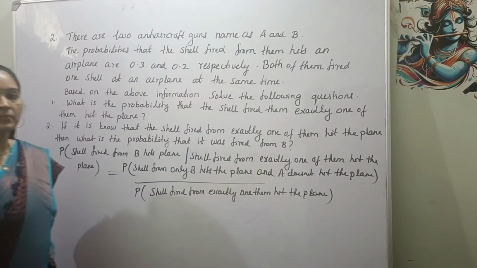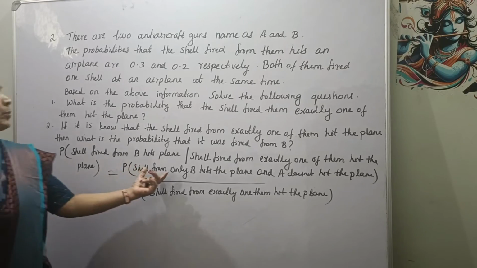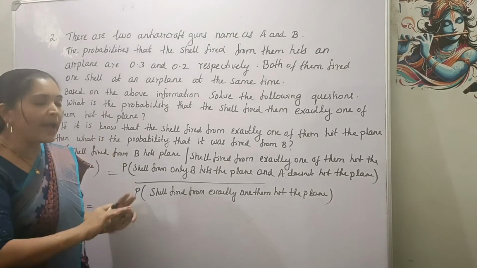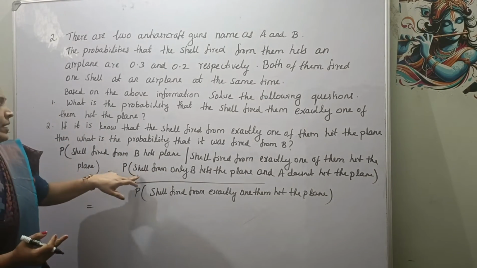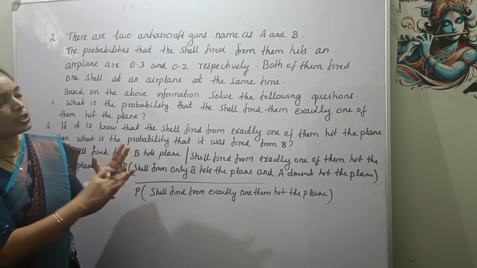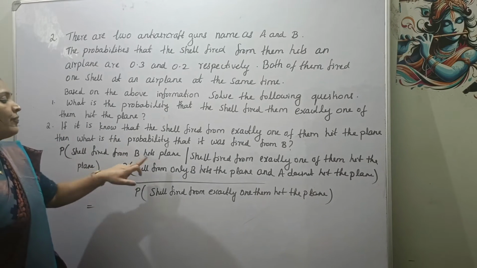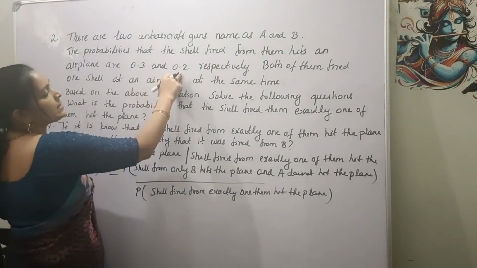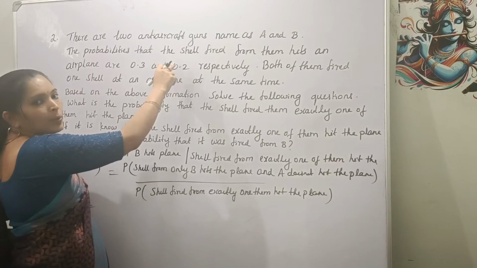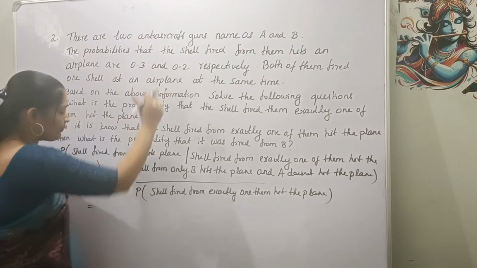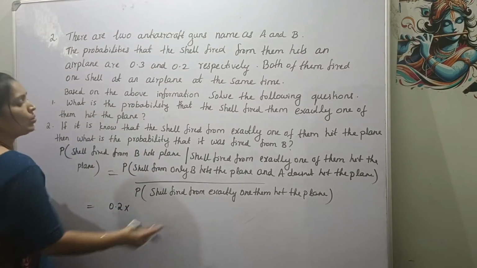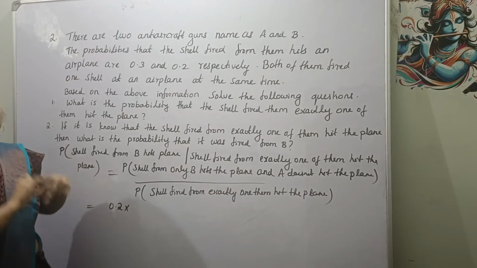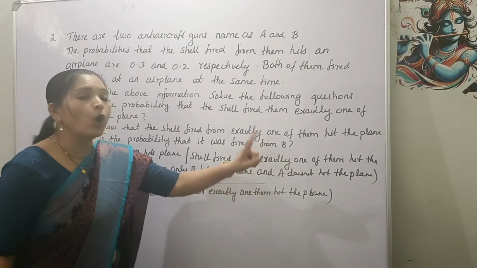Now, what is the probability of this numerator? Probability of shell from only B hits the plane and A does not hit the plane means probability of A intersection probability of B. So probability of shell from only B hits the plane is 0.2, into A does not hit the plane, where 'and' means intersection.